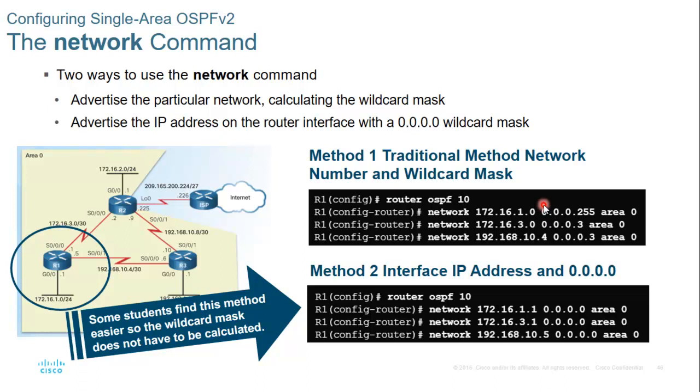There are 2 ways to use the network command. One is the traditional method where you have the network address and the wildcard mask and then you put in the area. Method 2, you can use the IP address of the interface and 0.0.0.0. 0.0.0.0 here means specifically these bits, exactly those bits. If it's 1.2, it doesn't work, only 1.1. So every bit must follow this, and then the area. Now, some students like this because you don't have to think. You just look at the IP address and then you just put it in.